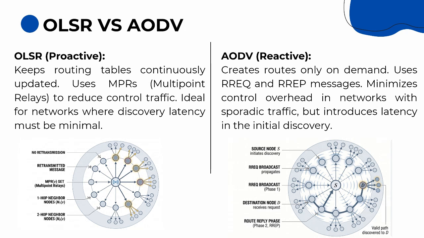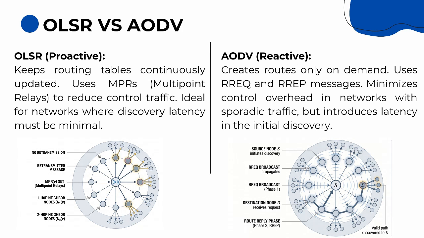The central focus of this study is the comparison between two classic network layer protocols. First, OLSR, which is a proactive protocol. It attempts to keep a network map always up to date through periodic messages. The major difference of OLSR is the use of multi-point relays, or MPRs, which are nodes selected to reduce control traffic, preventing network congestion.